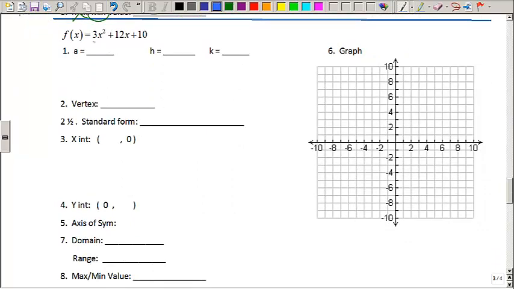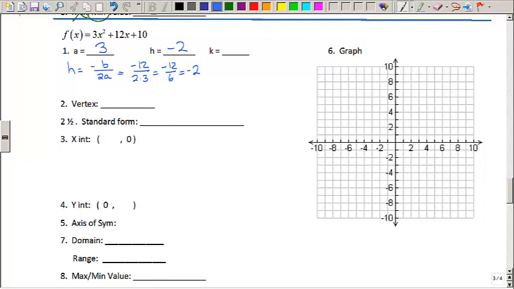On my next problem, 3x squared plus 12x plus 10, my a is equal to 3. My h and my k are not identifiable from my function. So in order to find h, I'm going to use the formula negative b over 2a. My b is 12, so I have the opposite of 12 over 2 times 3, which gets me negative 2. My h is negative 2.